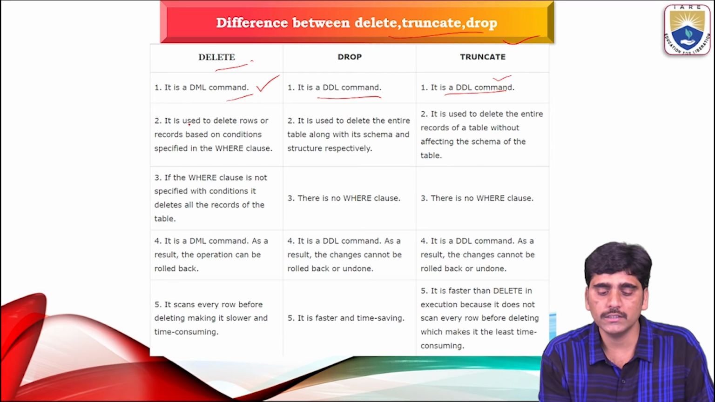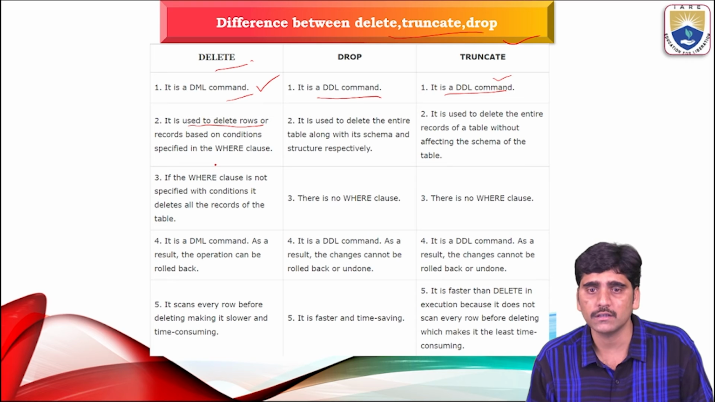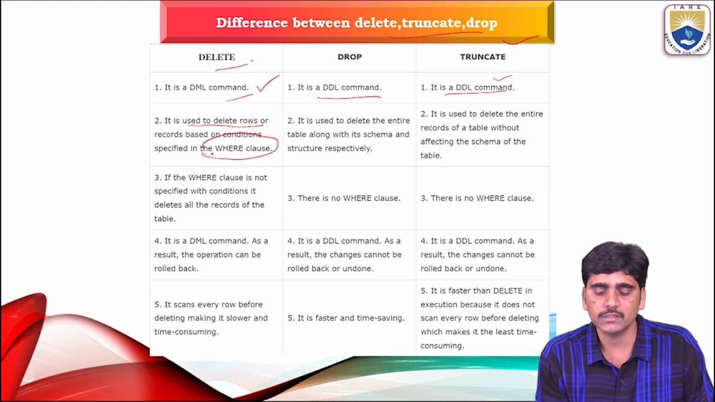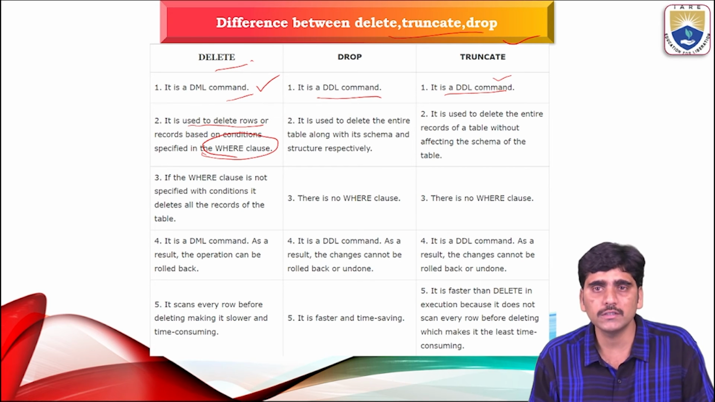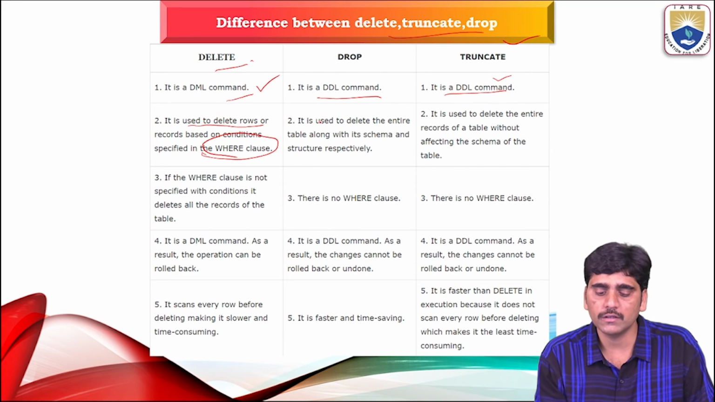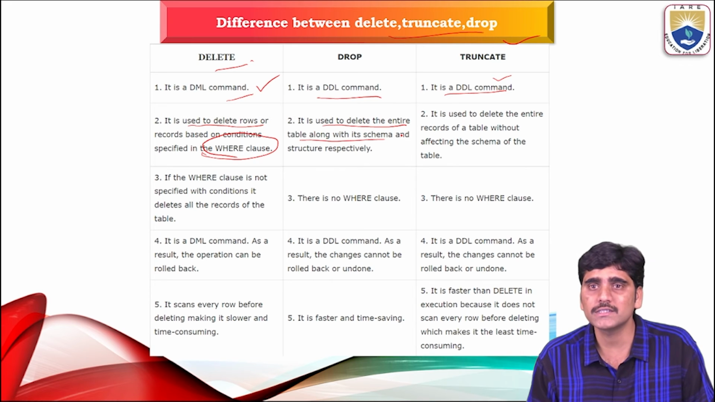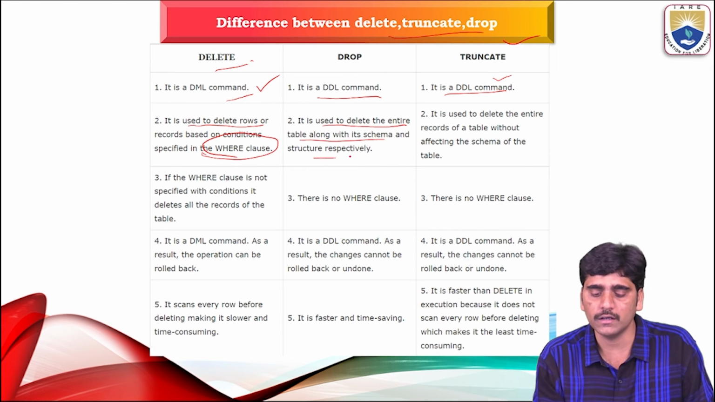Delete is used to delete rows or records based on conditions, which you can specify with the where clause. So if you want to delete a particular row or particular name, you can use the where clause and delete that particular record. While coming to drop, it is used to delete the entire table along with its schema and structure. So the schema and structure of the data are entirely deleted.